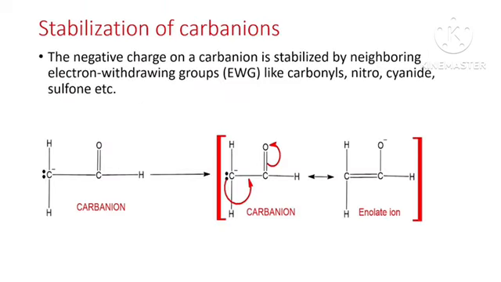There is another way of stabilizing carbanions. All right, let's see what we have here. The negative charge on a carbanion is stabilized by neighboring electron withdrawing groups like carbonyls, nitro, cyanide, and sulfur. There are other electron withdrawing groups, right? So if you have an electron withdrawing group attached to the carbanion, that can also participate in the stabilization process. Why? Because they will try to withdraw the electron from the carbon in order to reduce the electron density around the carbon. And when that happens, the system becomes stable. This is also another process of resonance.